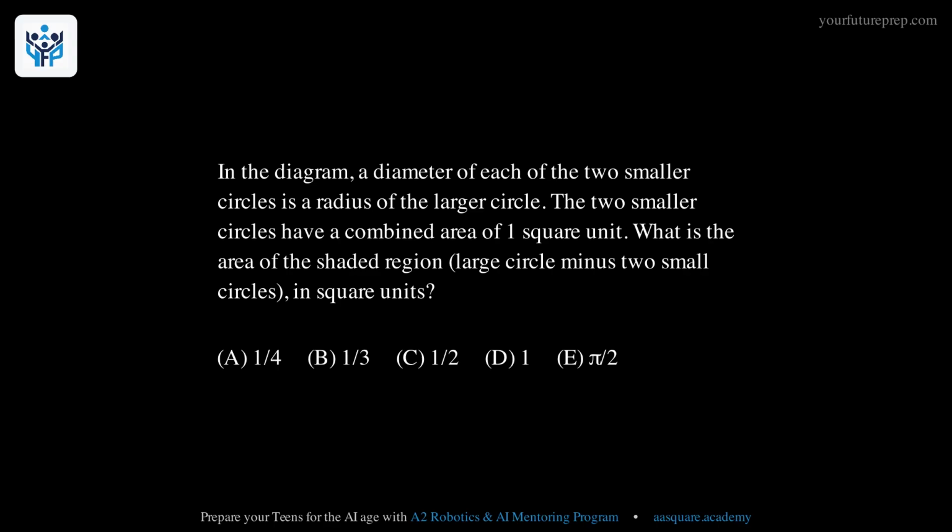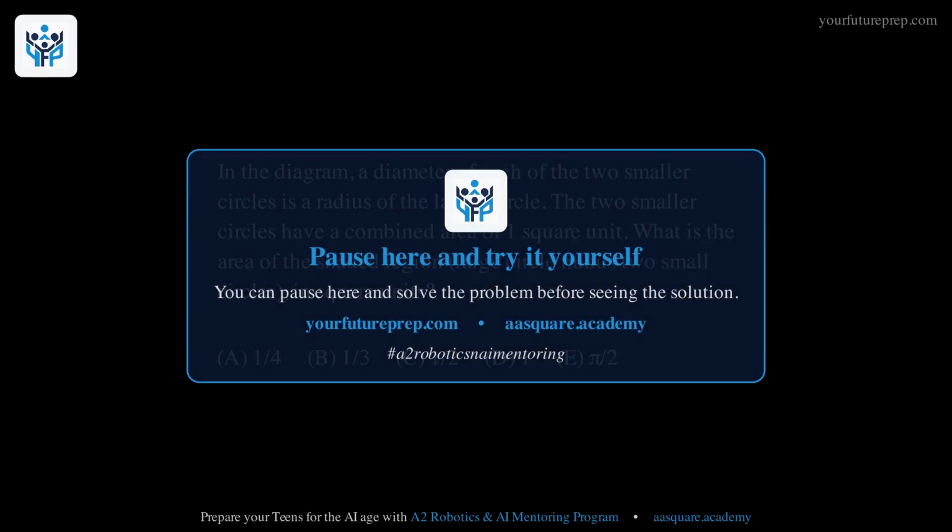The large circle minus the two smaller circles. In square units, the choices are 1/4, 1/3, 1/2, 1, and pi over 2. You can pause here and solve the problem before seeing the solution.